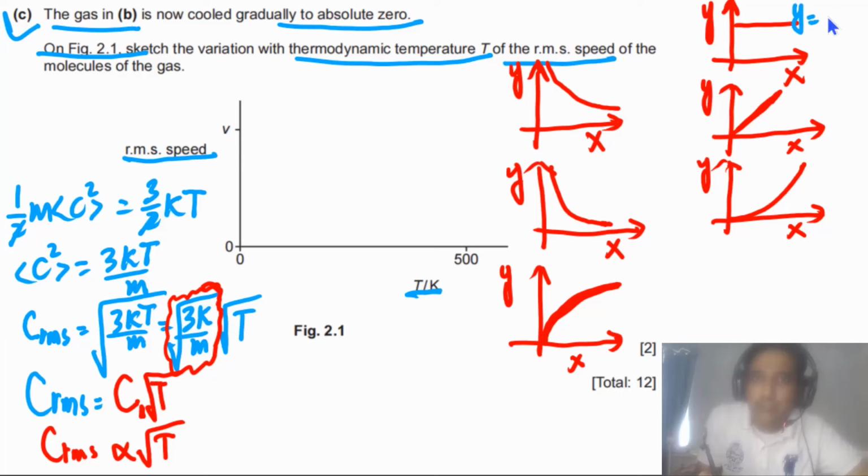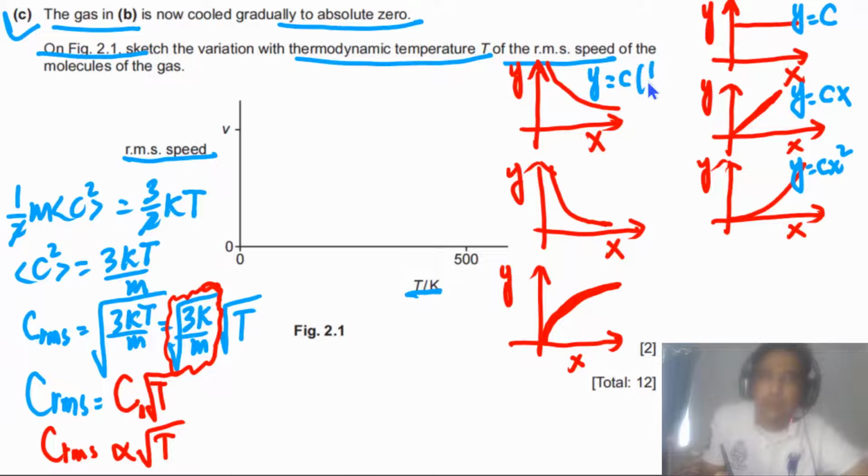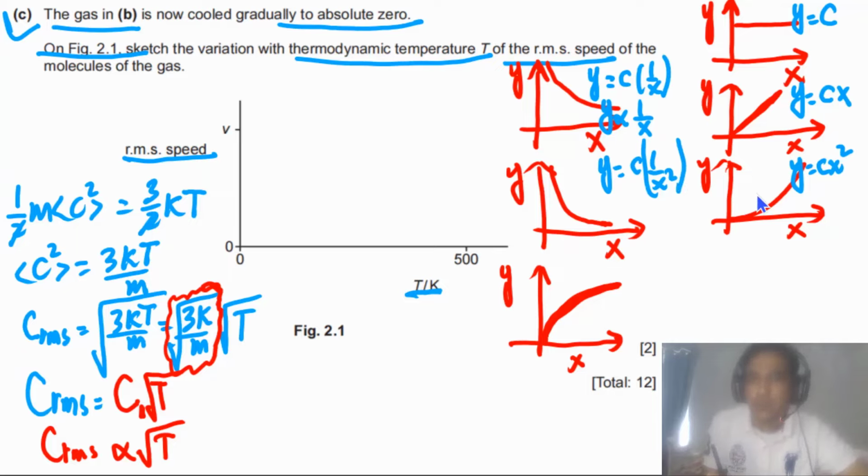For this one, y is equal to some constant, and for this one, y is equal to c times x, and for this one, y is equal to c times x square. This is a linear graph, this is a parabola, and for this one we have y equal to c times 1 over x, or you can say y and x are inversely proportional to each other. And for this one we have y equal to c times 1 over x square. So this is an inverse square graph. This is inverse square, and this is quadratic.